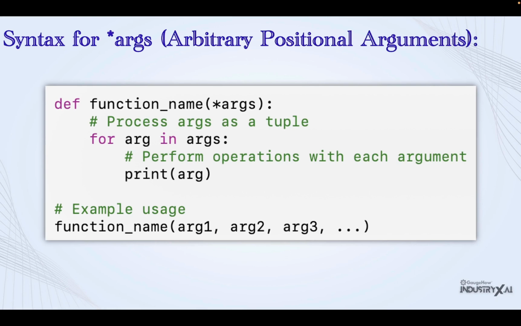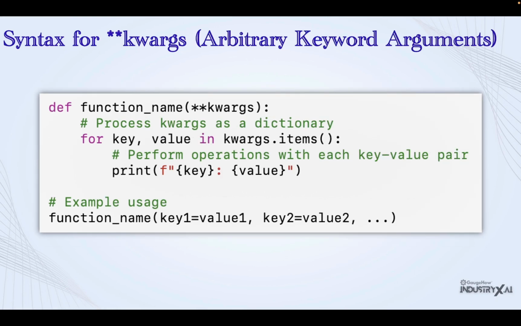Now we will understand the syntax for the arbitrary keyword arguments, and as you can see, for that we need to provide two star symbols and then the argument name. So here we have provided the keyword arguments.